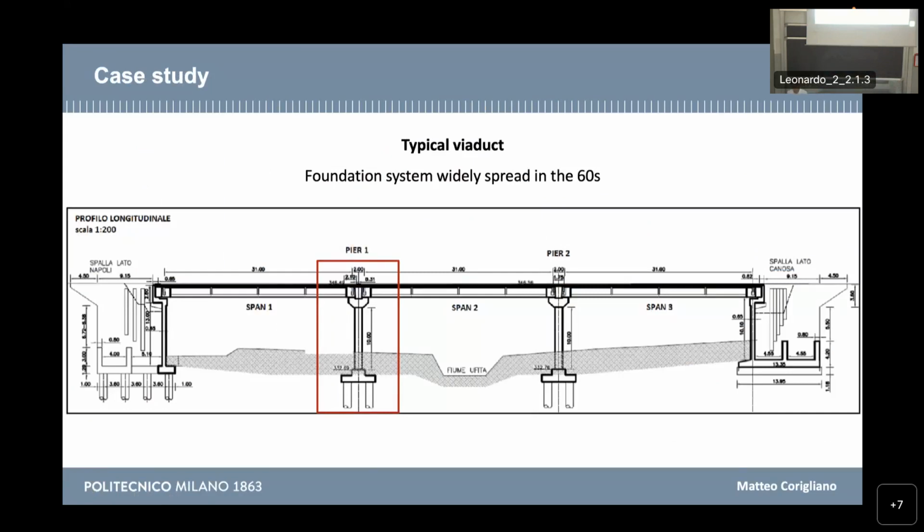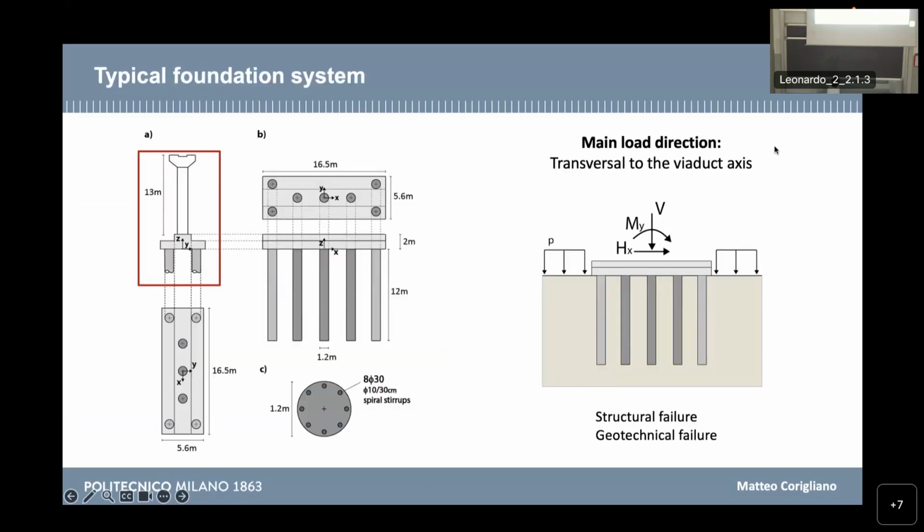The typical foundation for a viaduct with spans of 10 to 20 meters, for the piers, we're talking about the piers, is a foundation with a raft supported by piles. And the important fact is that the piles have a length that is similar to the measured dimension of the raft. This is a scheme of the problem we are considering.